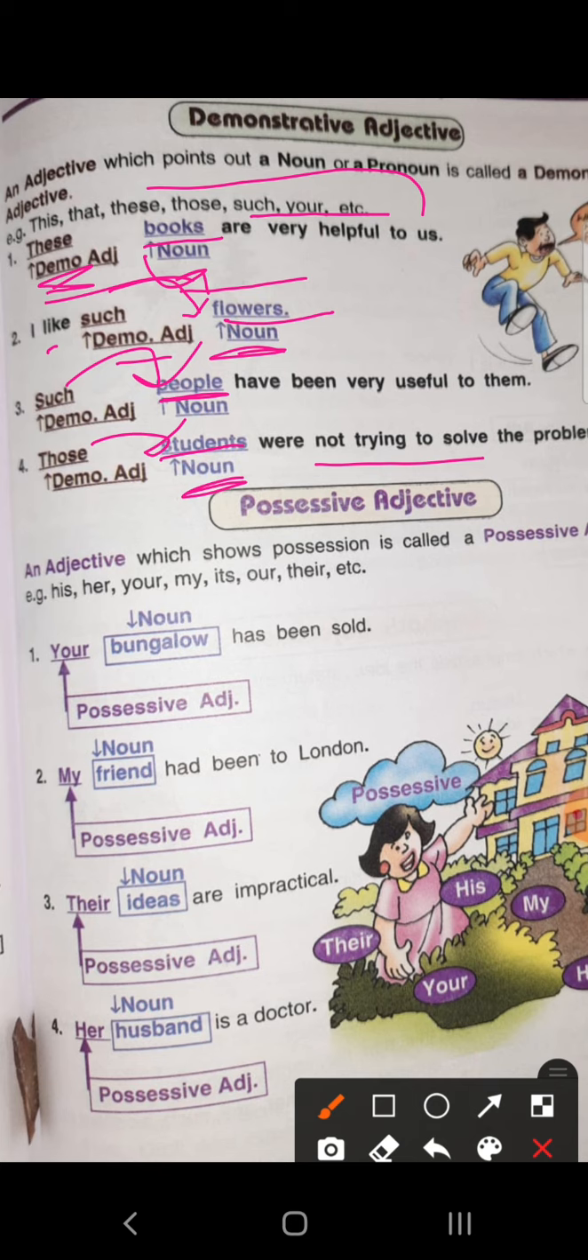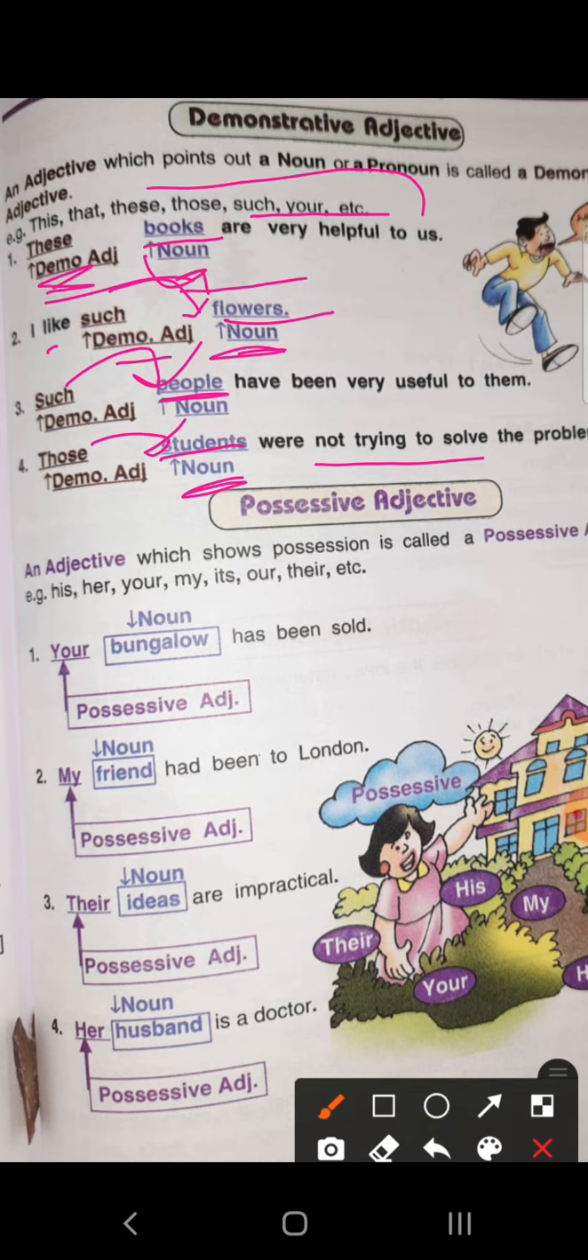So what is the difference between demonstrative pronoun and demonstrative adjective? The words are the same, but used differently. When these words are followed by verbs, they are called demonstrative pronouns, and when these words are directly used with nouns, they become demonstrative adjectives.